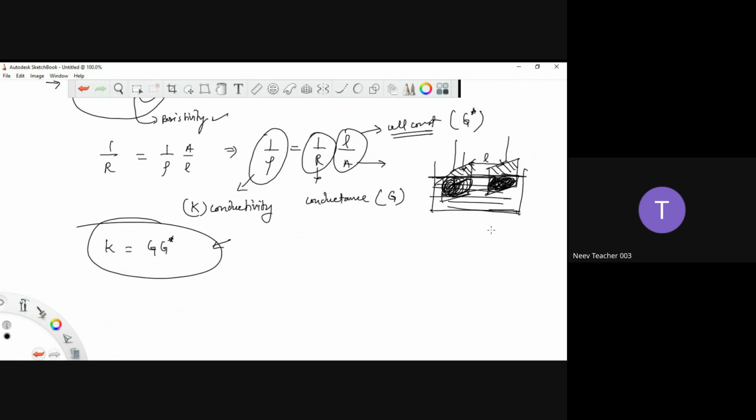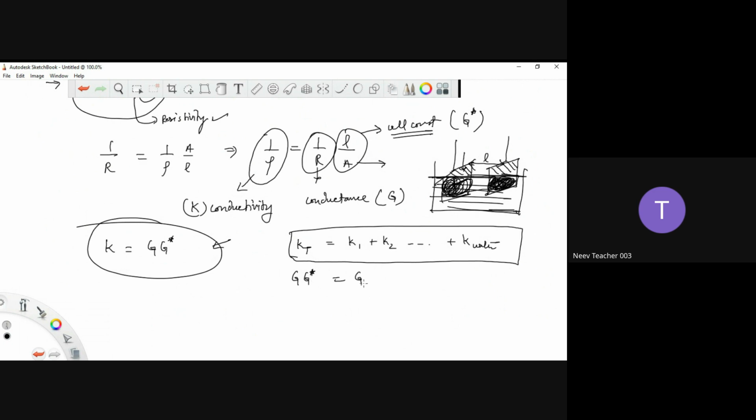Now, conductivity shows an additive property. If we need to find K total, you can add the conductivity of all the electrolytes present in the solution, even of the water as well. That is the total conductivity of any electrolytic solution. With that, you will see that conductance also becomes the same thing, because kappa is G into G star. Now, G star is the cell constant, it remains constant, right? So what are you going to get?